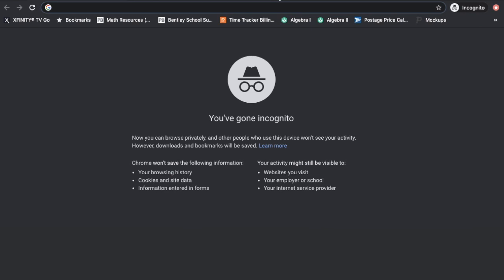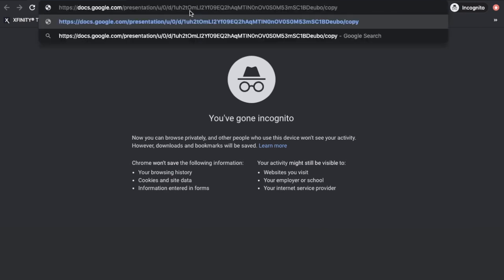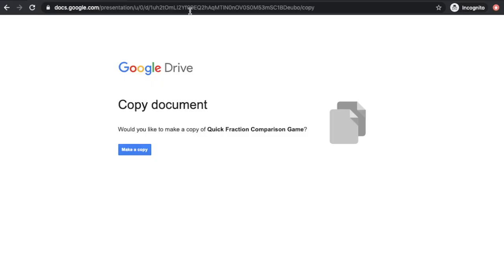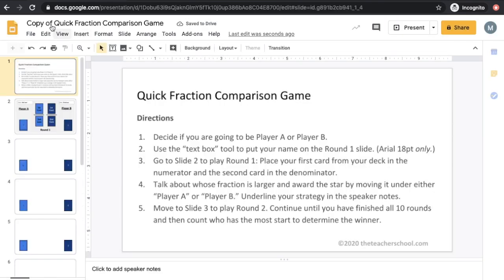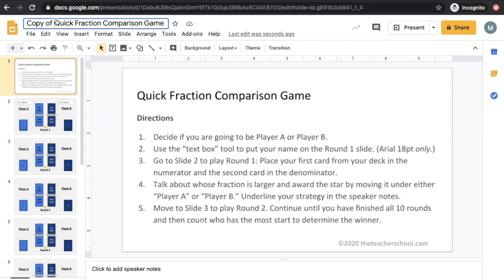So to start to play this game, I'm just going to copy paste the link I've provided you, hit return, and you're going to get a request to copy the documents. Quick comparison, fraction comparison game, and you're just going to click make a copy. This is going to make it so that no one can mess with the original. You're just going to get a copy, and I can continue to give it to a bunch of people. Whatever you do to it isn't going to affect the master.